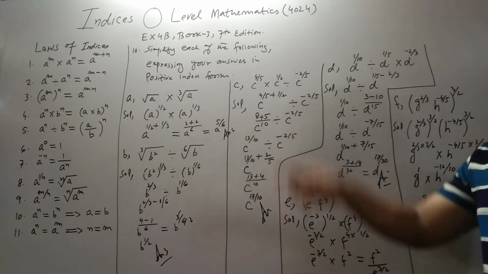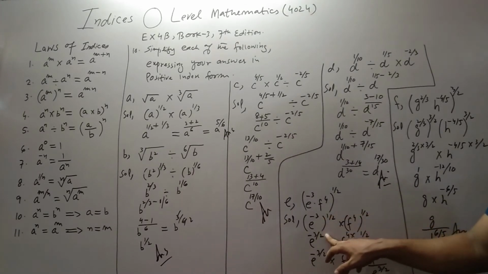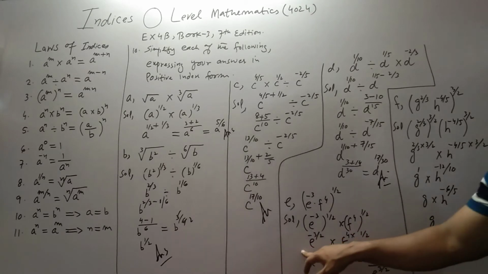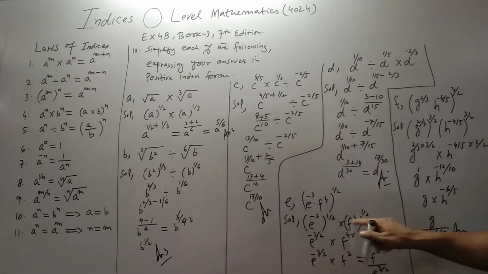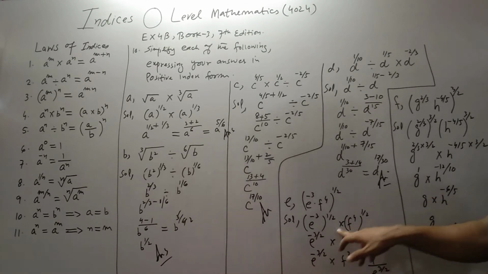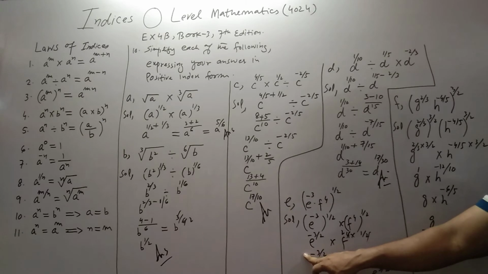Now apply the third law, power to the power is always multiply. Minus 3 into 1 upon 2 is minus 3 upon 2. 4 into 1 upon 2 is 4 upon 2. Now this 4 and this 2 cancel each other, so 2 1s are 2. Now the final answer would be f square, e to the power minus 3 upon 2.